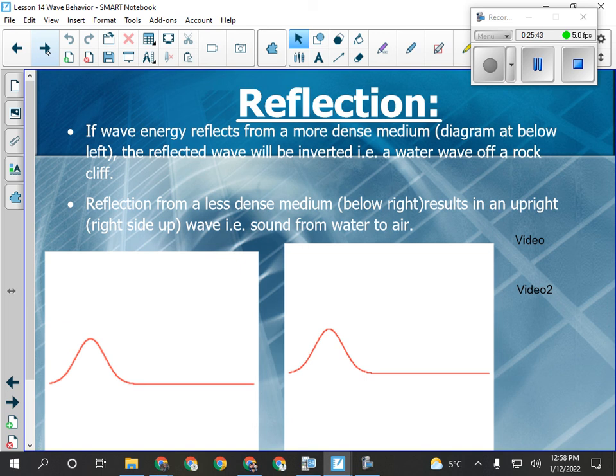Whereas if I had the slinky attached to the wall, when I made that wave, the wave would hit the wall and bounce back, but it would be upside down. It would be inverted, because the wall is way more dense than the slinky.